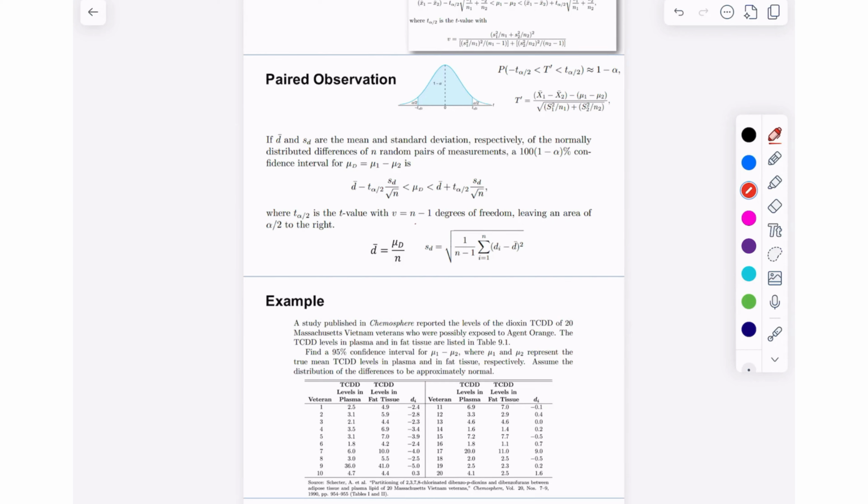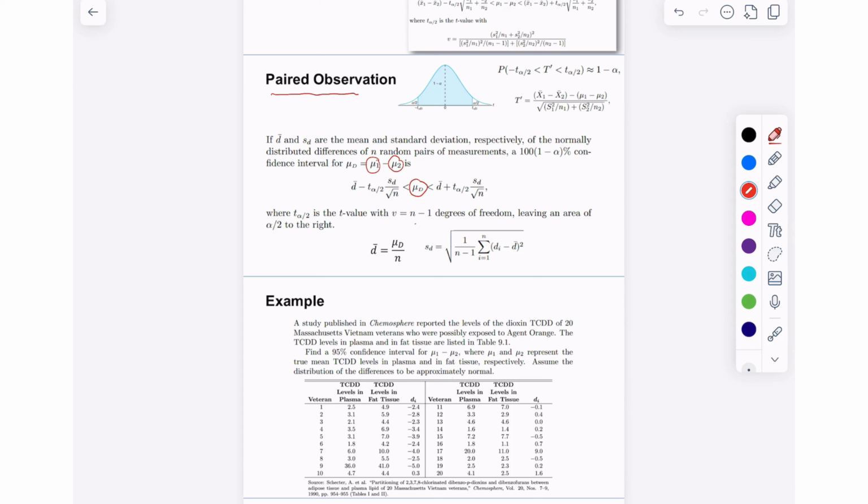Okay, so we continue on the last case for estimating the mean from two samples. That is the case of paired observations. Paired observations occur when we have two samples and the means from those two samples are related to each other. In this case, what we want to estimate is the mean of the difference between the two means, denoted by mu d. So mu d is equal to mu1 minus mu2, the means from the two samples.